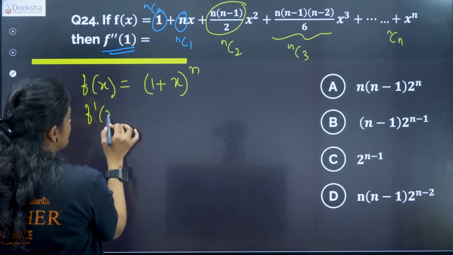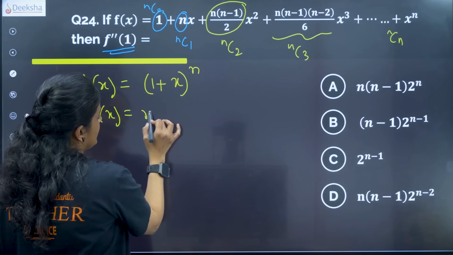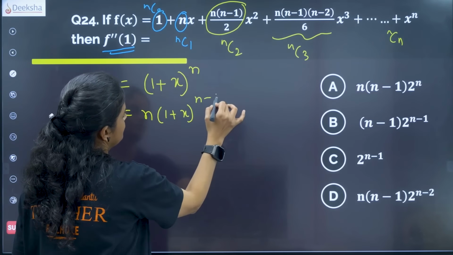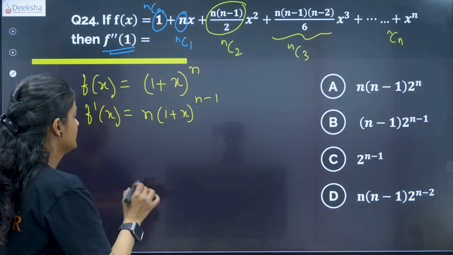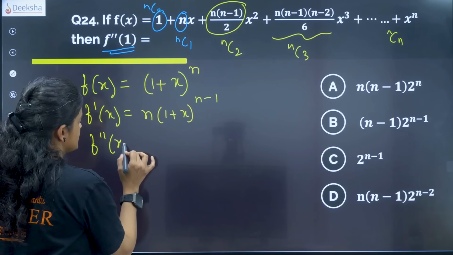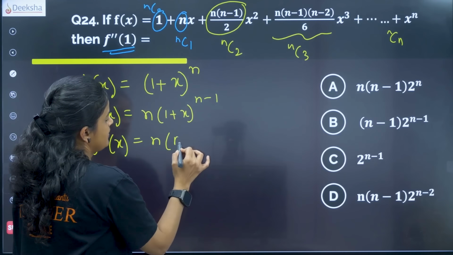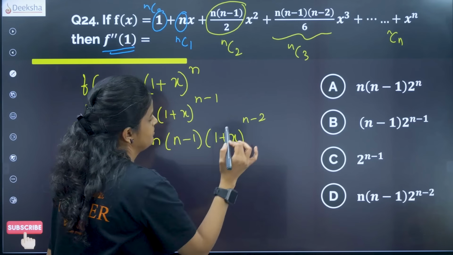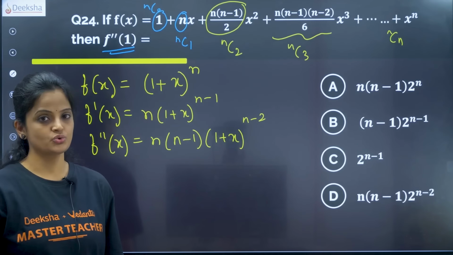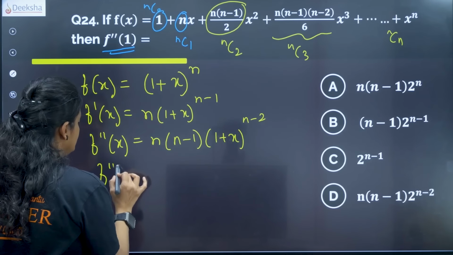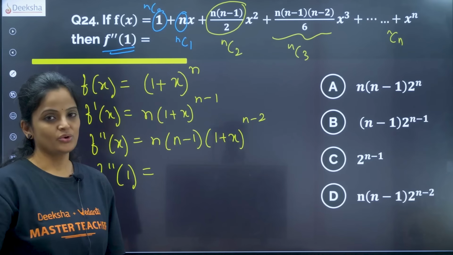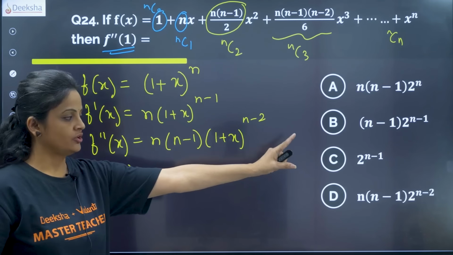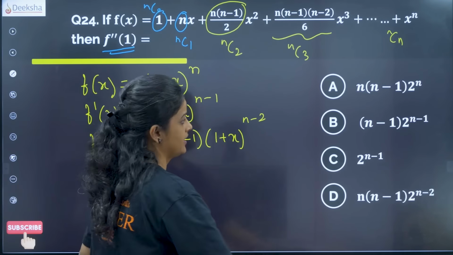So f dash of x is giving you n into 1 plus x whole to the power of n minus 1, right? F double dash of x is giving you n into n minus 1, 1 plus x whole to the power of n minus 2. Now I have to put 1 in this. Now you have your answer in front of you. N into n minus 1, 1 plus 1, 2 to the power of n minus 2.